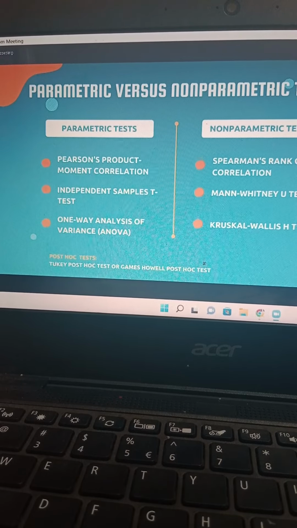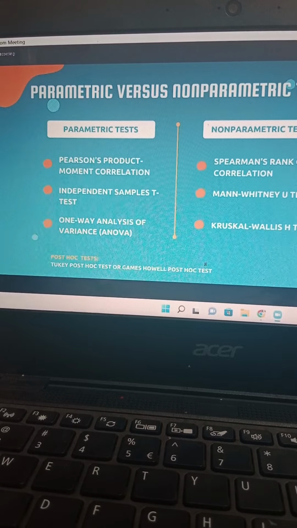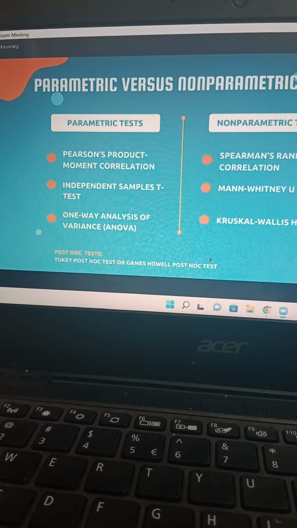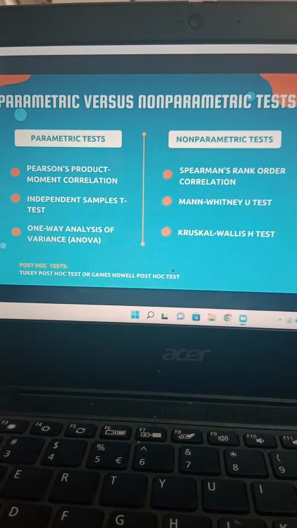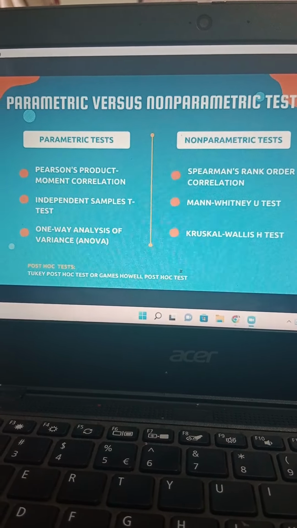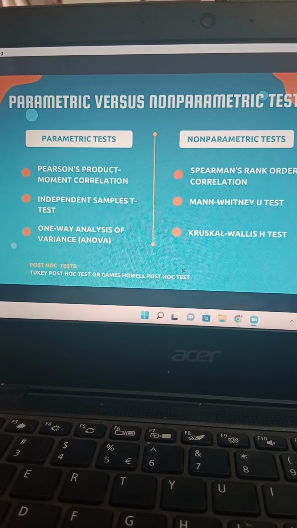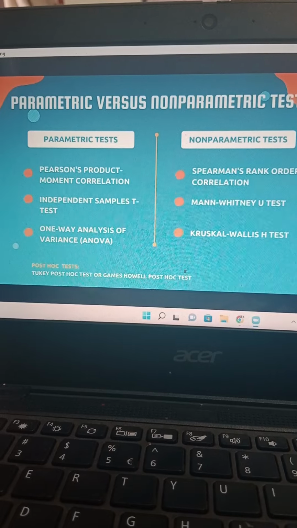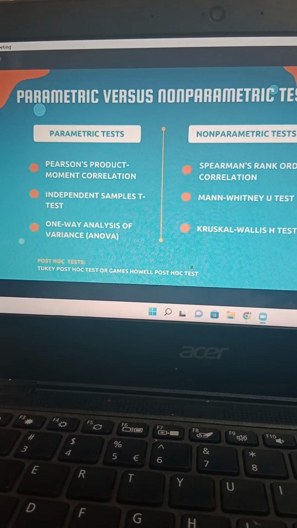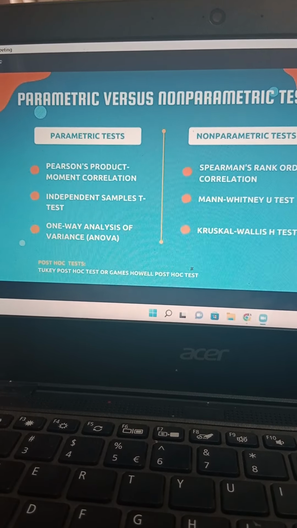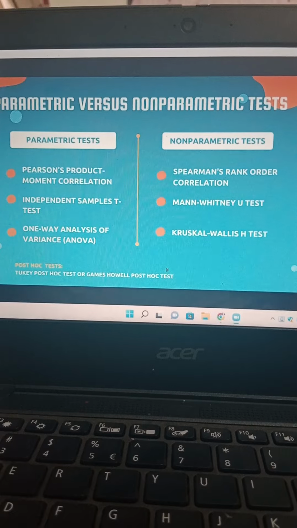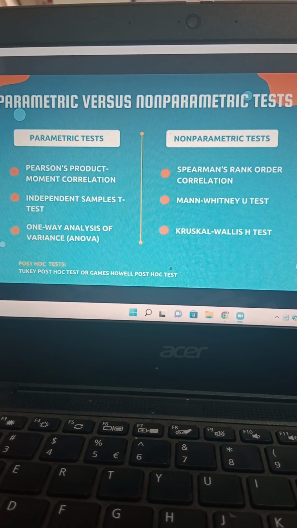And the particular assumption of normally distributed data is the most common assumption required in parametric tests. So parametric tests assume normally distributed data, while non-parametric tests don't assume any distribution. That's why they're also called distribution-free tests. I'll repeat: parametric tests assume normally distributed data, but non-parametric tests do not assume any distribution, therefore they're called distribution-free tests.